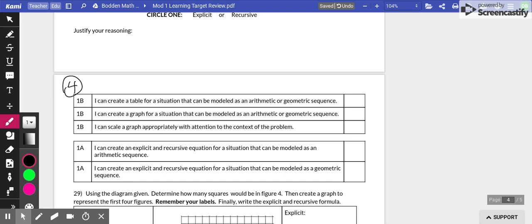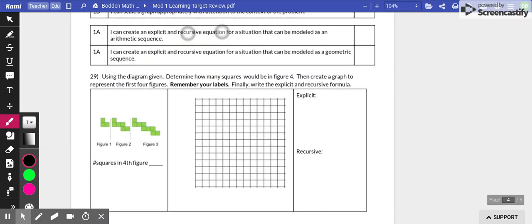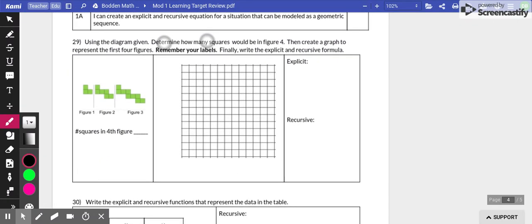We are continuing our review of the Mod 1 learning targets, and we are going to go over pages 4 and 5. So we are creating tables, creating graphs, we're working on our scale, and we are creating explicit and recursive functions. Here we go. Let's look at problem number 29.